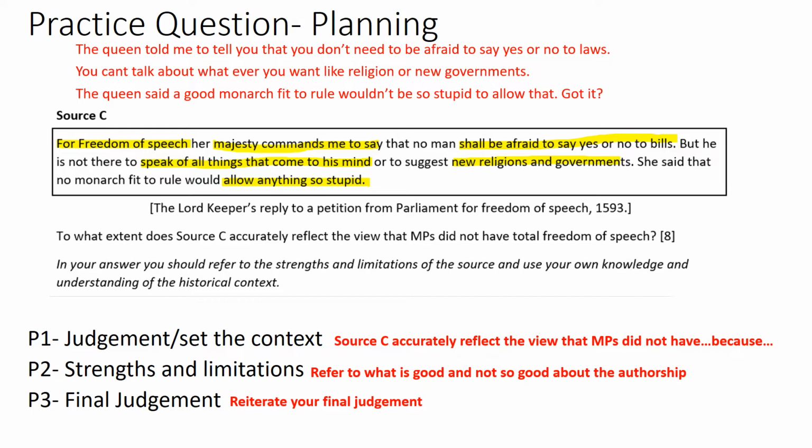So when we're looking at the accuracy of the source, we have to ask ourselves the following question. What was the role of Parliament? Using our own knowledge, we know their job was to say yes and no to laws. It was to raise taxes. It wasn't to talk about religion or governments. And we have to compare it to our source. If these two match up, we've got an accurate source. If they don't match, our source is not accurate. So go ahead and have a moment to think before we move along about the accuracy of this source. Does it make sense based on what you know?